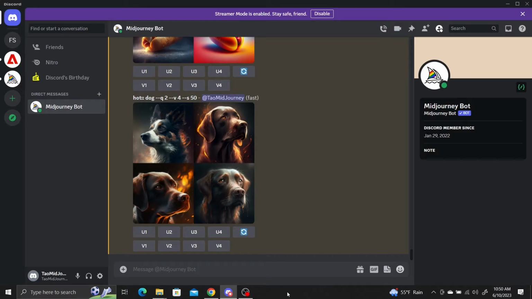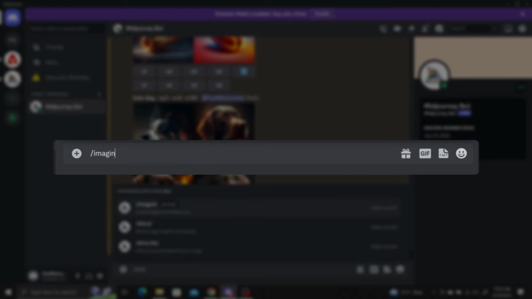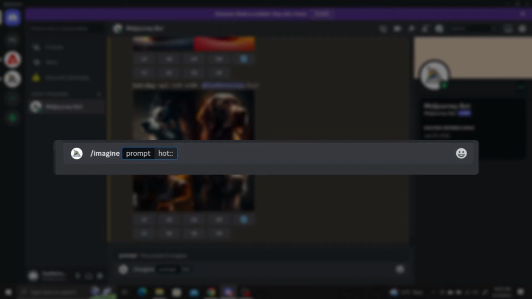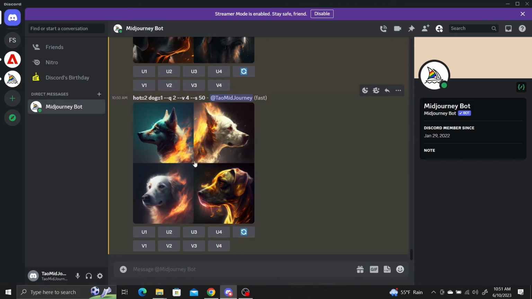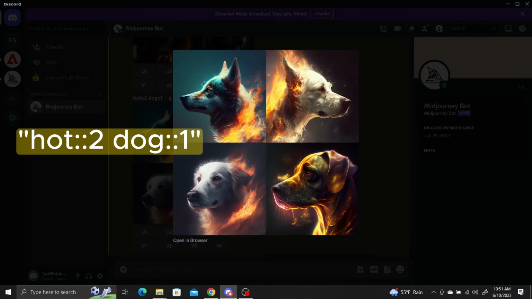I can also weigh the different concepts in my prompt differently. If I want the word hot to be twice as important as the word dog, I can add two colons with the number 2 after hot and two colons with the number 1 after dog. This will generate images where the word hot is twice as important. Looking at our image grid, we see that there's much more emphasis on the word hot, as the fire in the image is much more obvious.